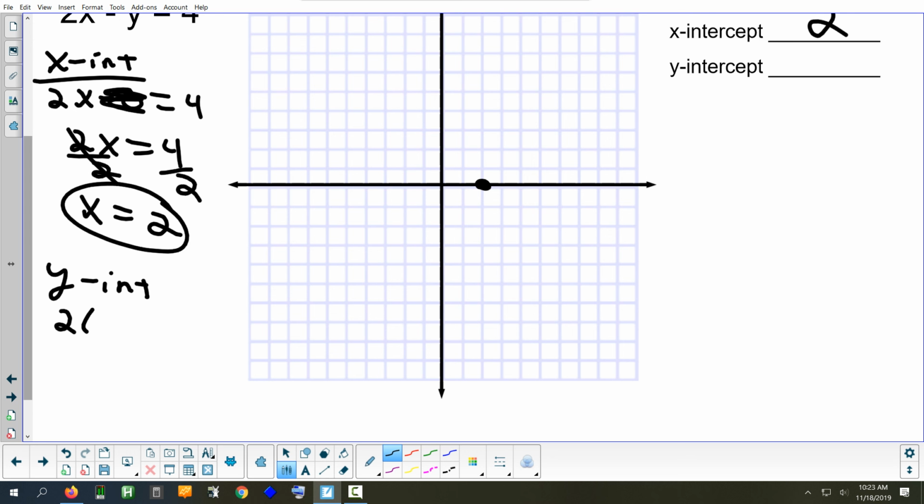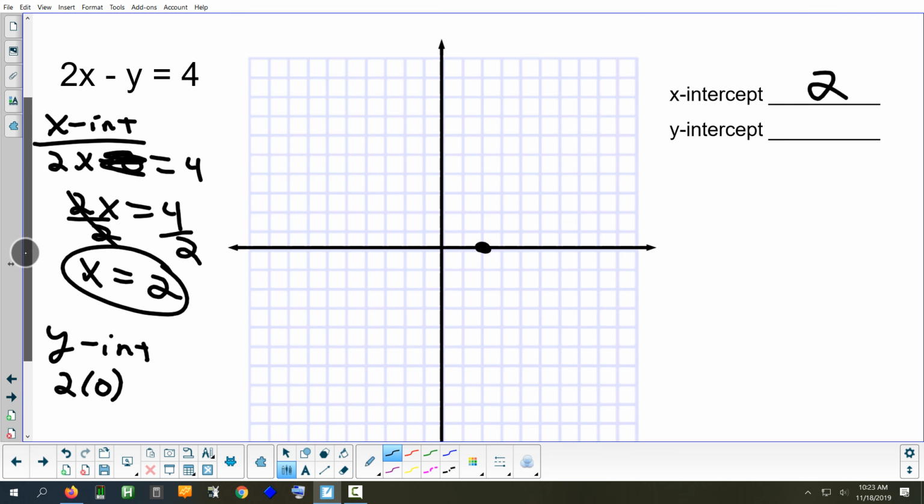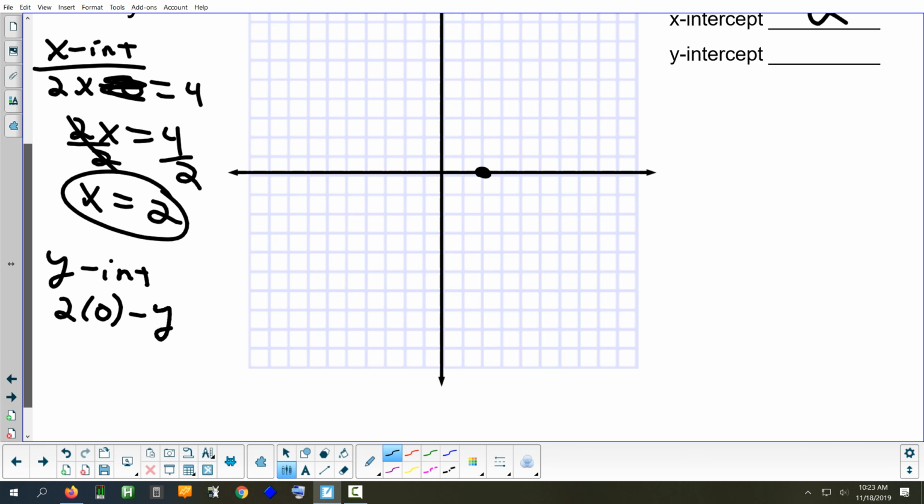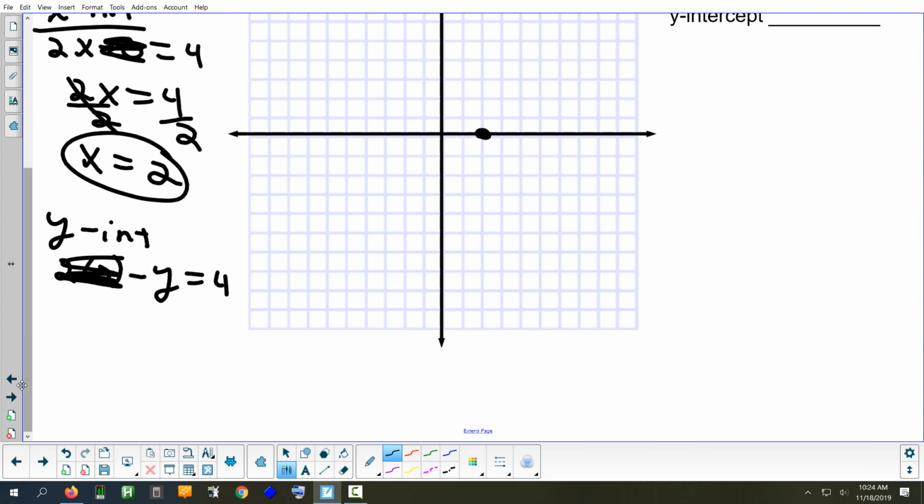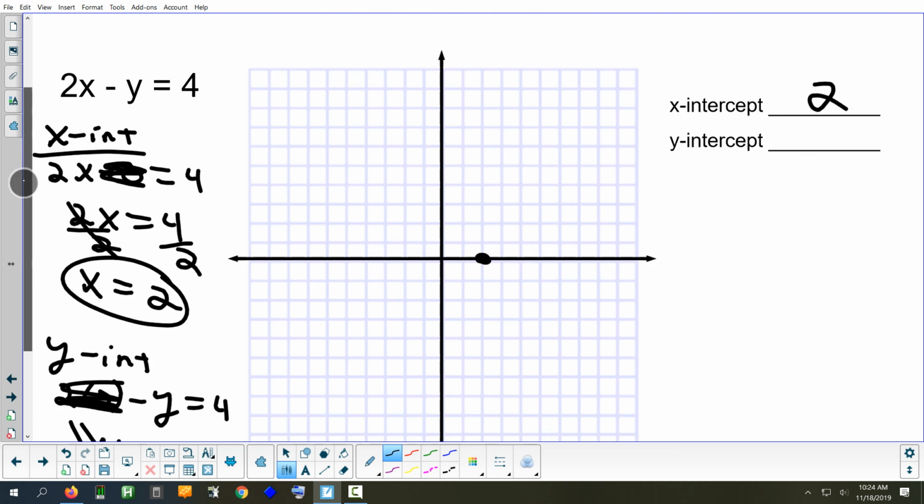Now, watch what happens if you plug it in. This tripped a couple people up. 2 times 0 minus y equals 4. That's gone. Negative y equals 4. Is that the answer? No. What number is in front of y? It's like a negative 1 right there. How do you get rid of that negative 1? What do you have to do on both sides? Yeah, you're going to have to divide by negative 1. And that cancels that out. So what's 4 divided by negative 1? Negative 4. That's your y-intercept.